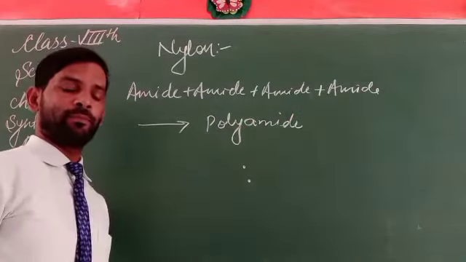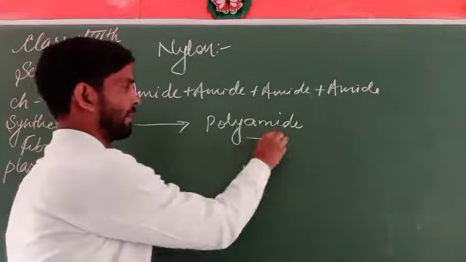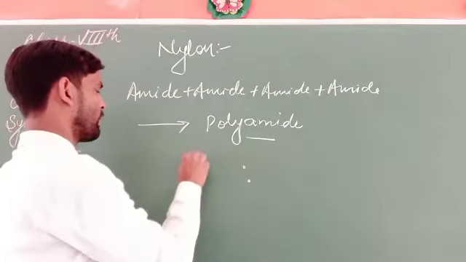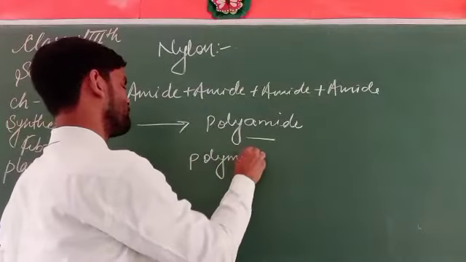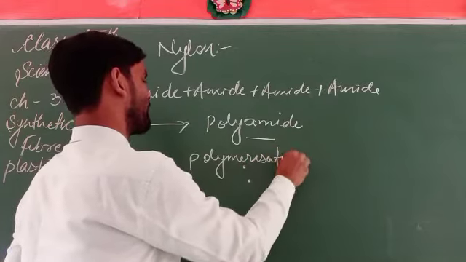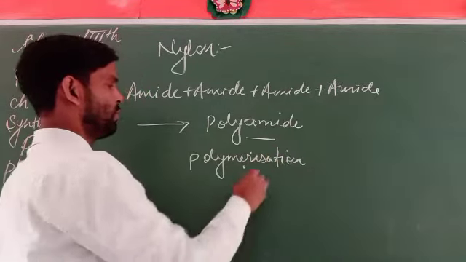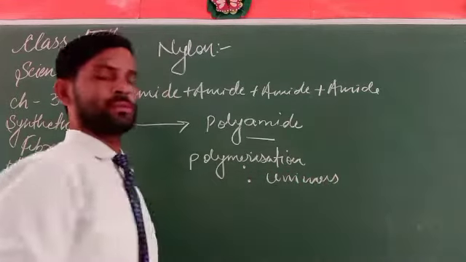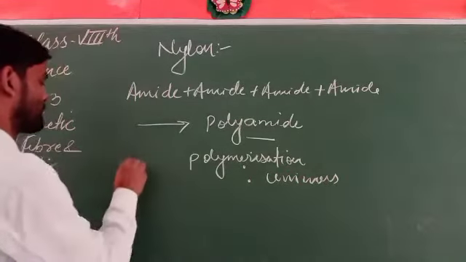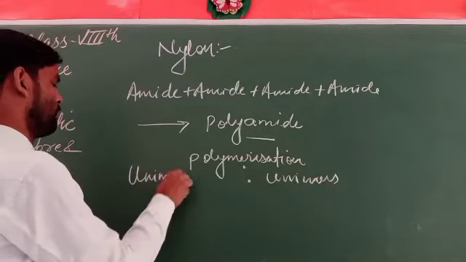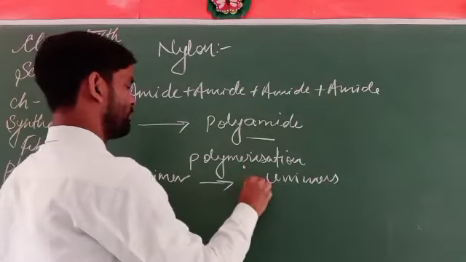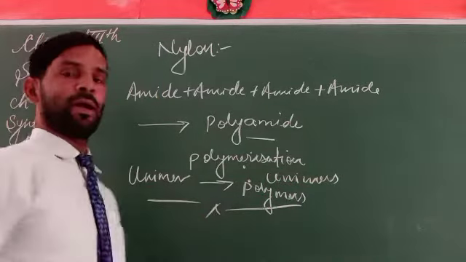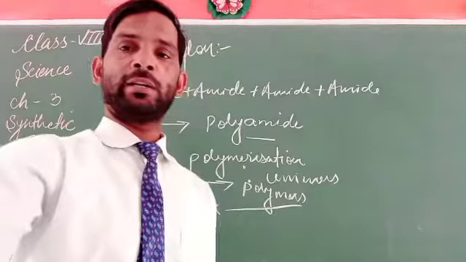This will form the polyamide. So the polymerization of amide, the polymerization of unimers. That means the unimers change into polymers. The amide is a unimer, and that will change into polymers. And this is the process by which nylon is composed.